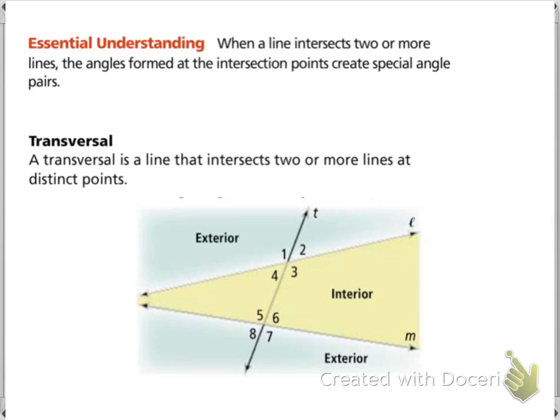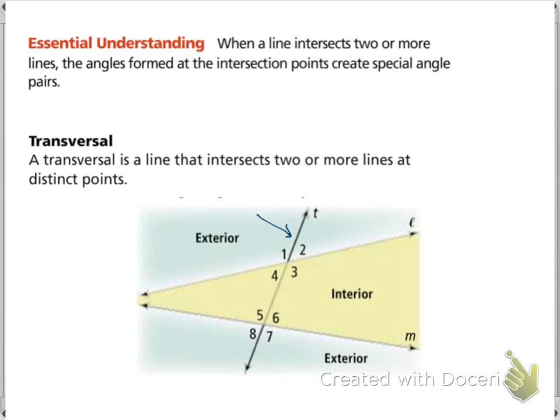All right, so transversal. That's one of the definitions. When a line intersects two or more lines, the angles formed at the intersection points create special angle pairs. And so that line that intersects two or more lines at distinct points is what is called the transversal. So this line right here is what we call the transversal. Line T is the transversal.